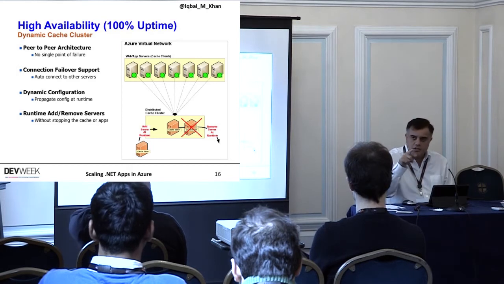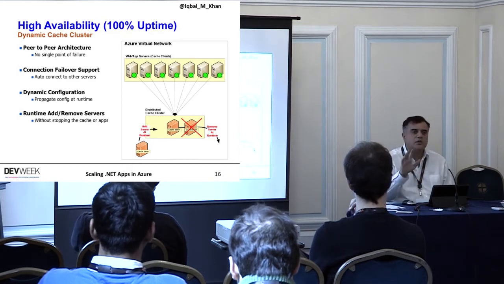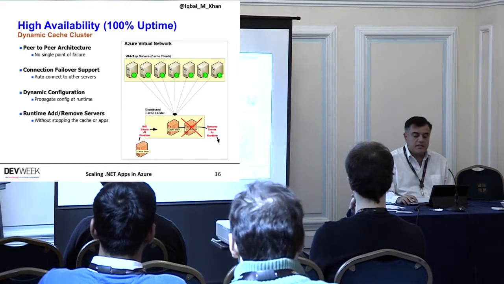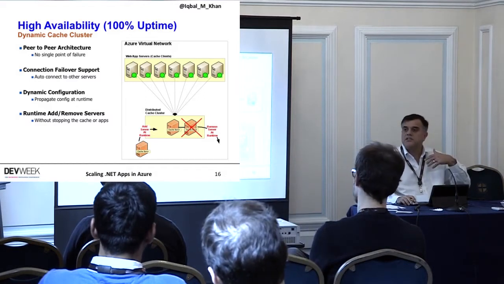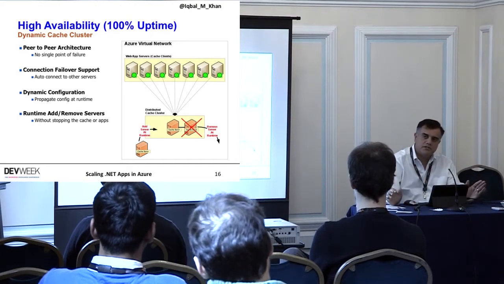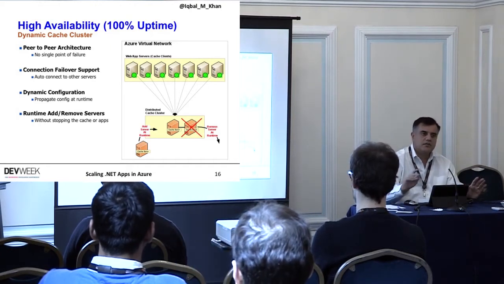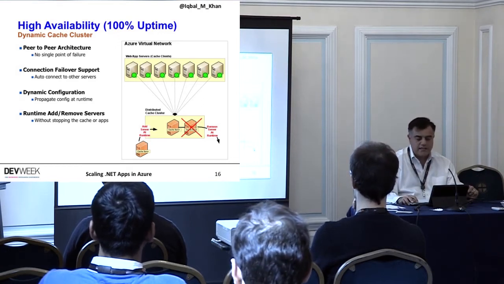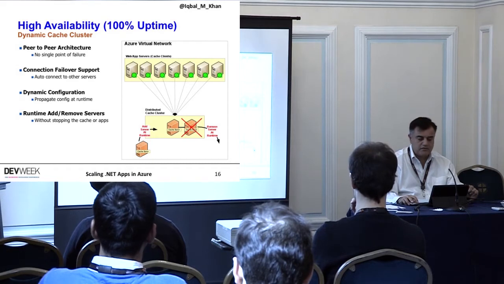And that is not your application code. I'm not talking about your application. I'm talking about that client library should have that logic built into it, that it automatically connects to other servers and continues working. So all the operations are smooth. So that's the second aspect of a distributed cache, very important.